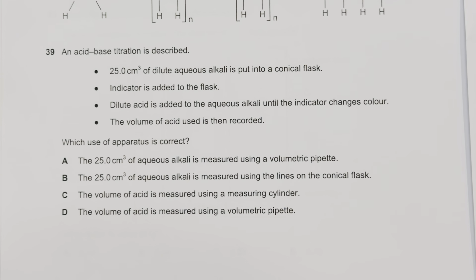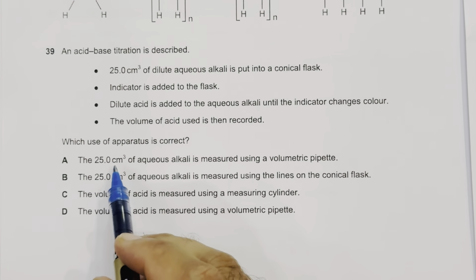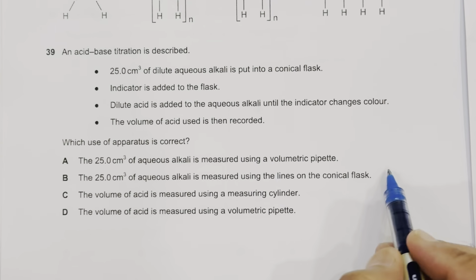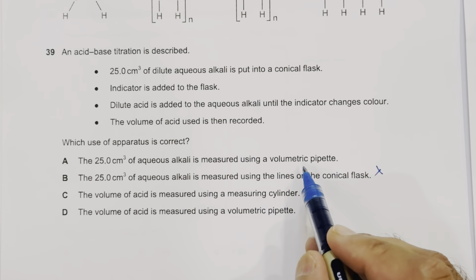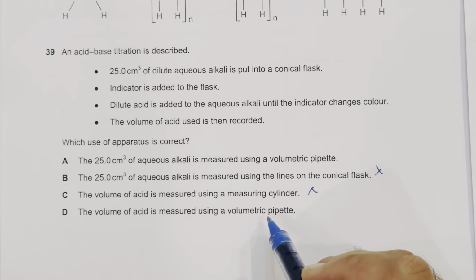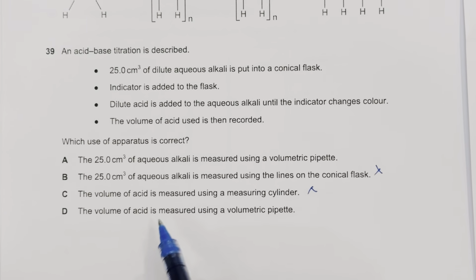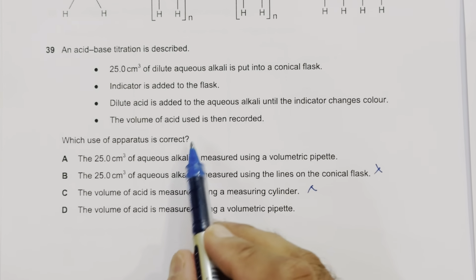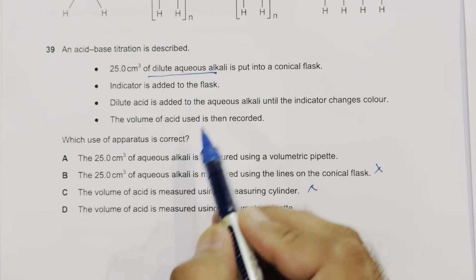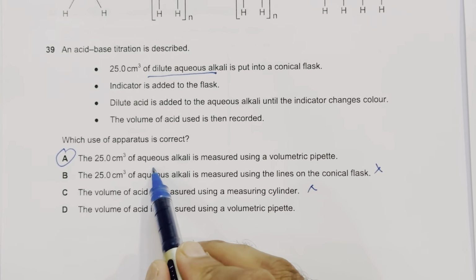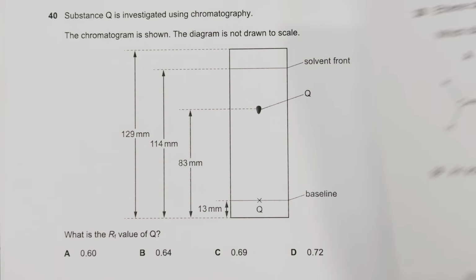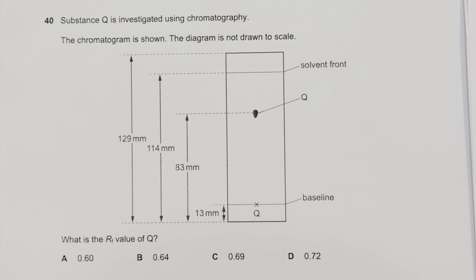We know that a volumetric pipette should be used. The 25 centimeter cube of alkali is measured using a volumetric pipette. So the only options carrying the pipette are A and D. But D is the wrong option, where the volume of acid is wrong, as we are provided with the dilute aqueous alkali. So option number A is the right option. Moving to the last MCQ of our paper, question number 40.